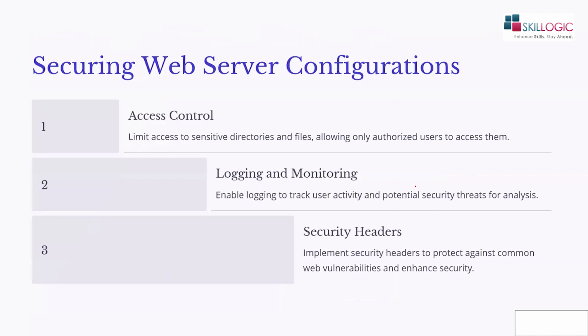Securing web server configuration. The first one is access control. We have to limit access to sensitive directories and files, allowing only authorized users to access them. And logging and monitoring. Enable logging to track user activity and potential security threats for analysis. Security headers. You have to implement security headers to protect against common web vulnerabilities and enhance security. So this is about web server security and how to secure our web server. Thank you.